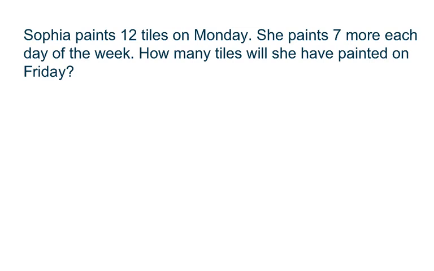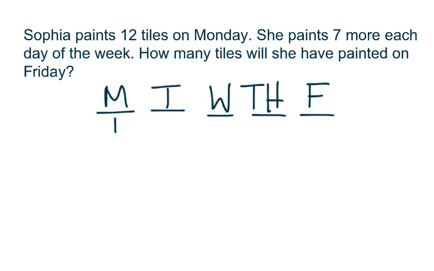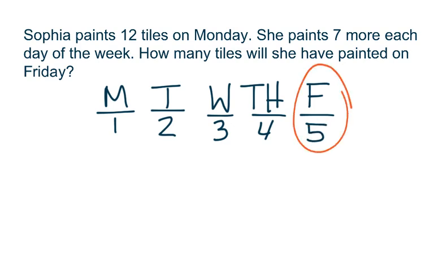So if Monday is our first term, then we have Tuesday, and Tuesday would be the second term in our pattern. Wednesday would be the third term, Thursday would be the fourth term, and Friday would be the fifth term. So we're looking for the fifth term in our pattern. Okay, go ahead and set up your pattern. We're starting with Monday as our first term in our pattern, and there are 12 tiles on Monday, and she painted 7 more each day of the week, and we want to know how many she painted on Friday.